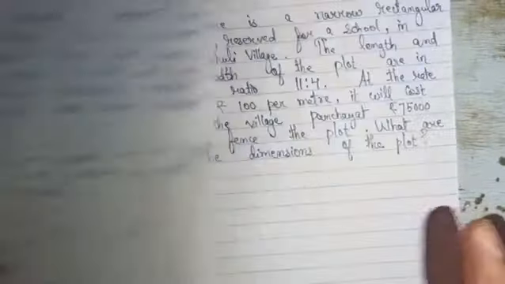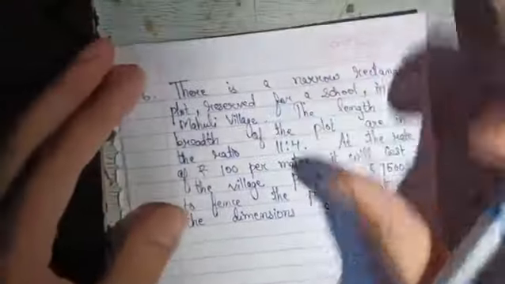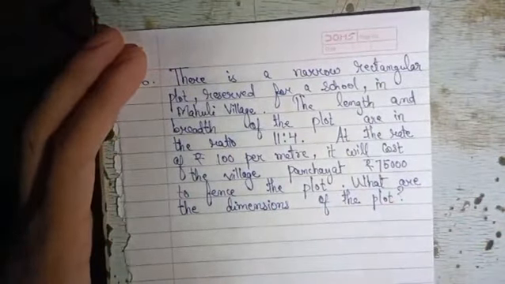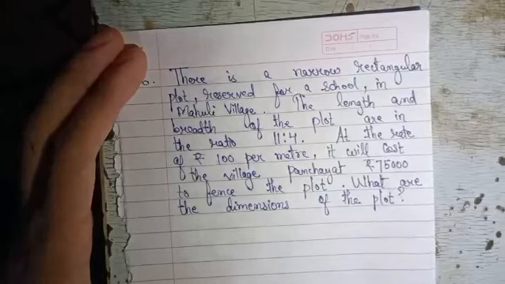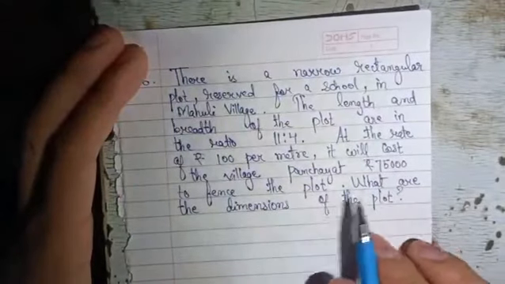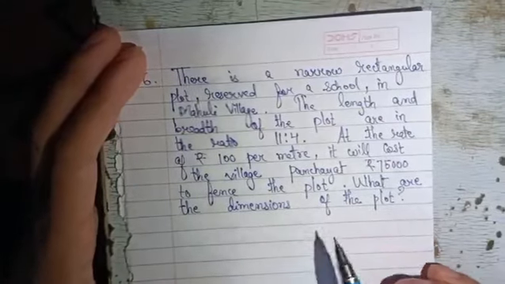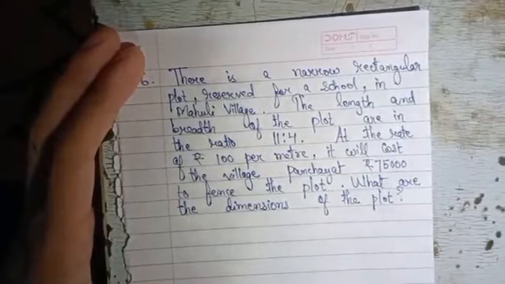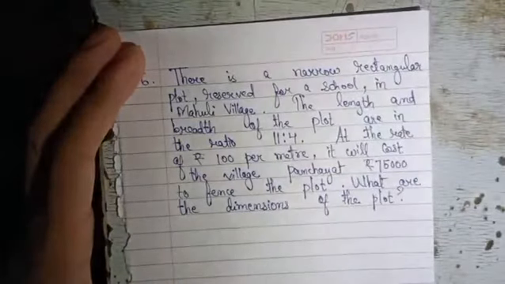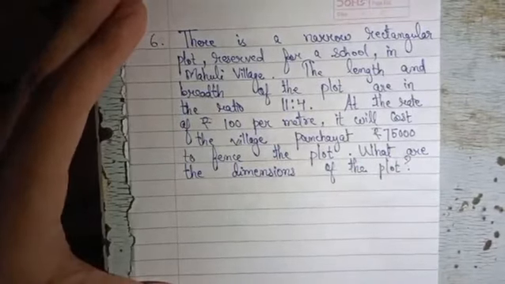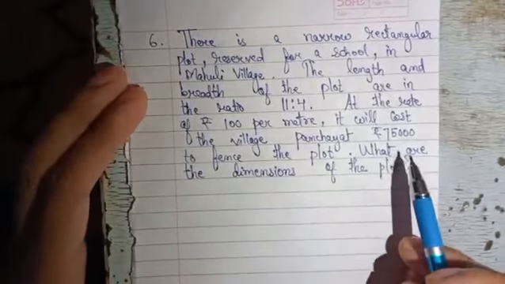Now next question, question number 6. There is a narrow rectangular plot reserved for a school in Maholi's village. The length and breadth of the plot are in the ratio 11:4. At the rate of rupees 100 per meter, it will cost the village panchayat rupees 75,000 to fence the plot. What are the dimensions of the plot? So the ratio is given to us, but length and breadth are not given to us.